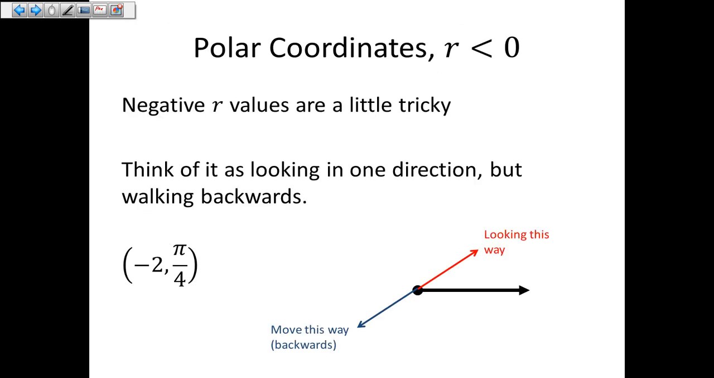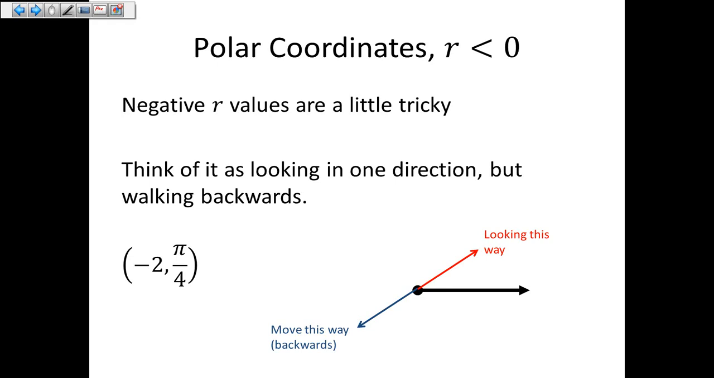Now, what if that distance is negative? Well, it can be a little tricky. I'll try to explain it the way that I think about it, and hopefully this works for you too. I think about it as walking backwards. So if I see an r value that's negative, I think, okay, I'm going to look in one direction, but I'm going to walk backwards to get to the point. You know, planes don't fly backwards, but I can walk backwards pretty easily.